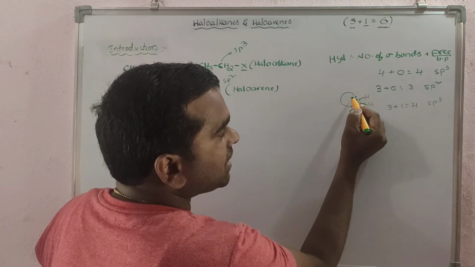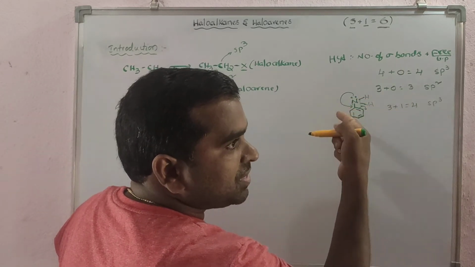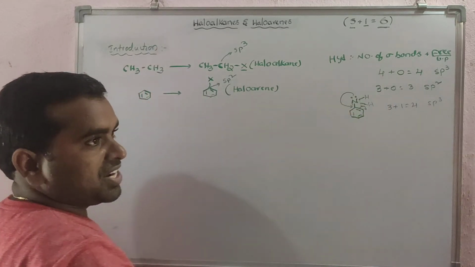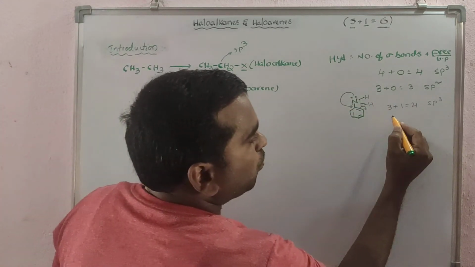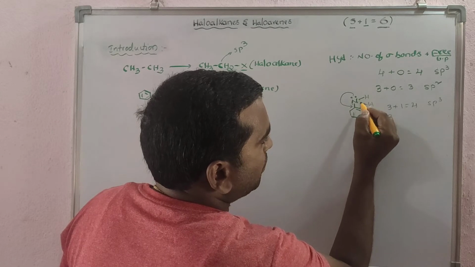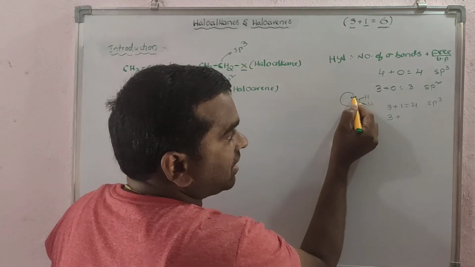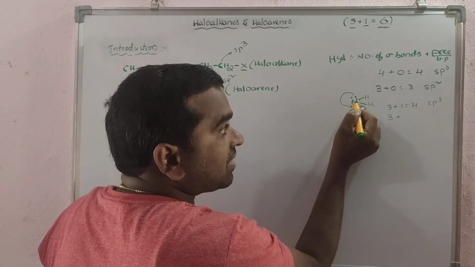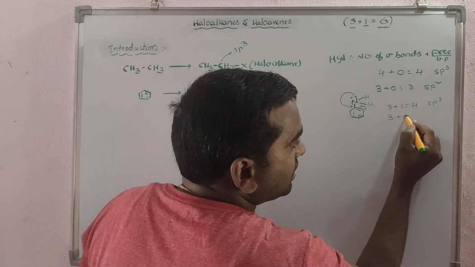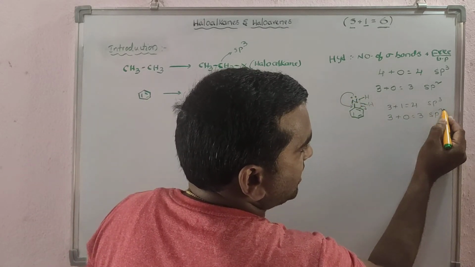Means now these lone pairs are not free. They are busy in where? In resonance. So that's why, we have to take this nitrogen atom as having 3 sigma bonds, but this lone pair is involved in the resonance. It is not free. So that's why it is sp2.